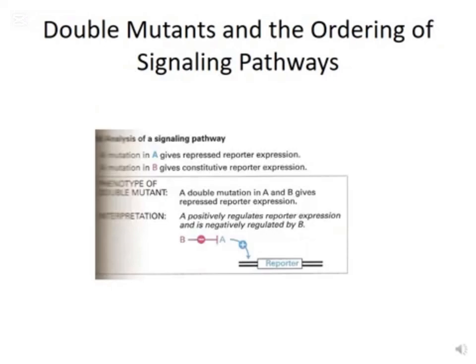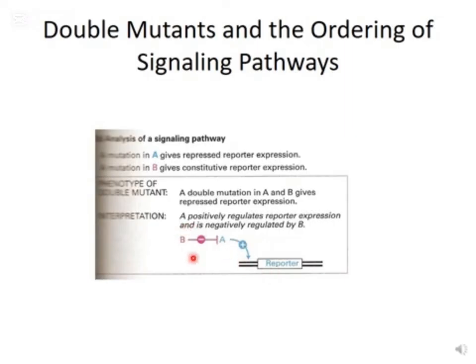Also, when a double mutation takes place in a signaling pathway, there is more than one possible scenario. The first one is the one illustrated in front of you. So you have the enzyme A, it gives repressed reporter expression, while B gives the constitutive reporter expression if there is a mutation. So what A does is increase the reporter expression. If there's a mutation in it, that would repress it. B represses A, which would reduce the reporter expression.